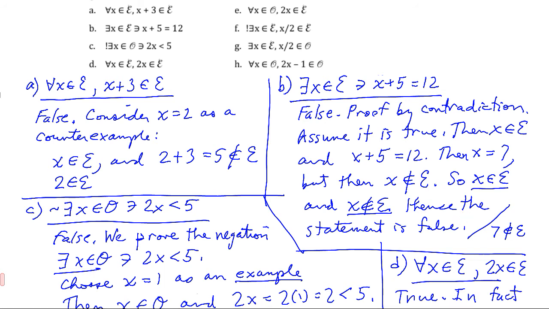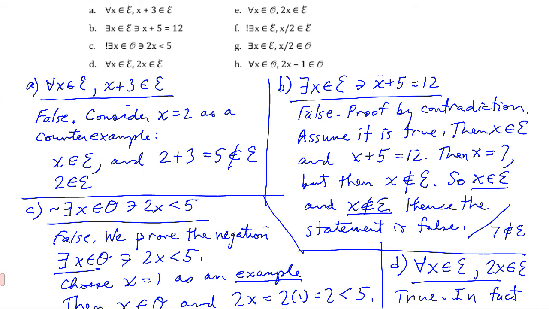Okay, so that's a more detailed proof that is a lot better and a lot more explanatory than just saying 7 is not even. Just writing that down is not a proof here.